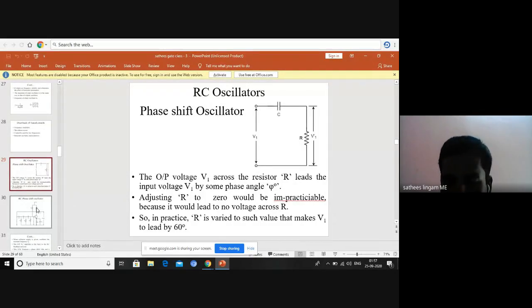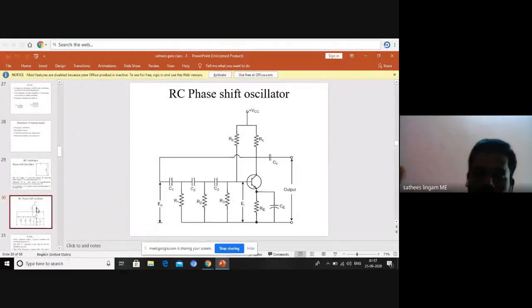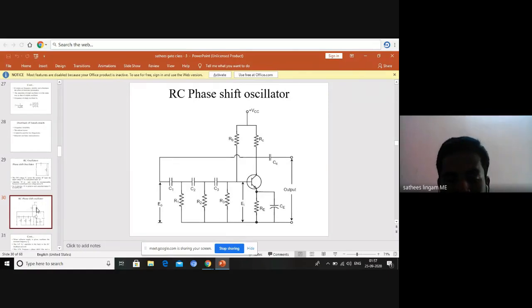It is adjustable. By varying the resistance of the resistor, we fix V1 leading by 60 degrees. So totally, for a 180-degree phase shift in the feedback, C1 R1, C2 R2, C3 R3 should give 180-degree phase shift.